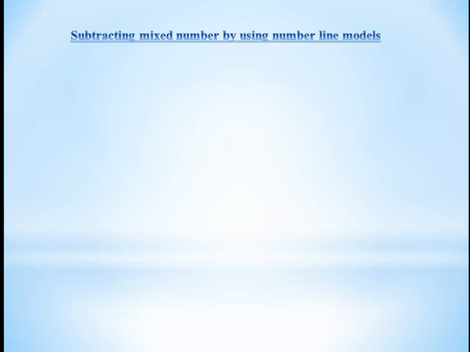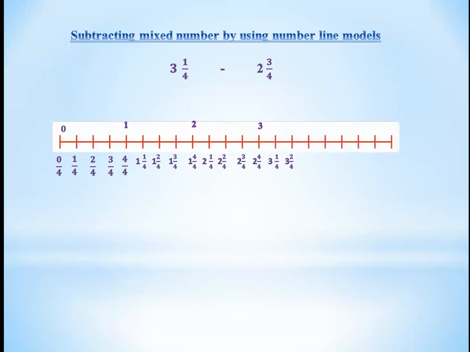How to subtract mixed numbers by using number line models? Okay. In addition, we move forward. In subtracting, we move backward. It's not difficult. 3 1/4 minus 2 3/4. Let's draw the number line. Here we have the denominator 4. With 4, every whole 1 equals how many steps? 4 steps. So let's start from 3 1/4 and move forward or backward.